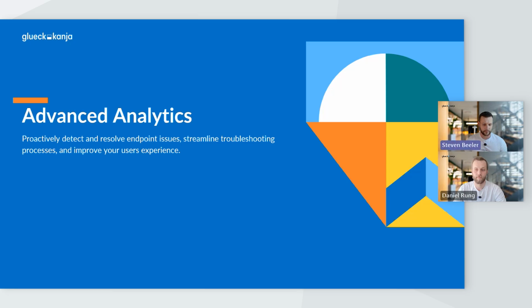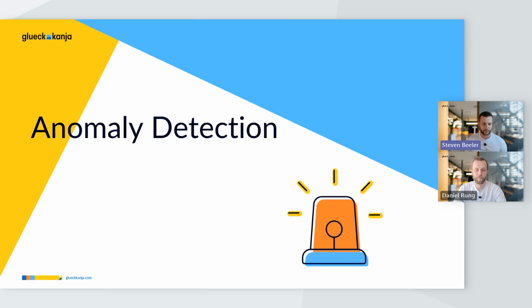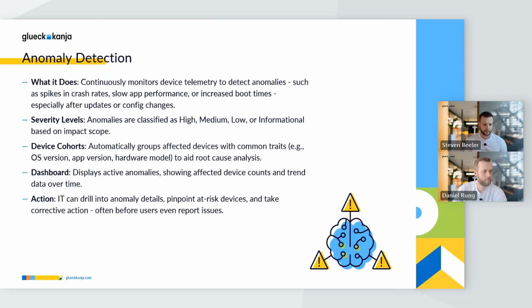So let me be sure that we are back on the right page. And now we can talk a bit more in detail about anomaly detection. The anomalies are detected by constantly monitoring your telemetry data of advanced analytics, and it does this with 4 different models.